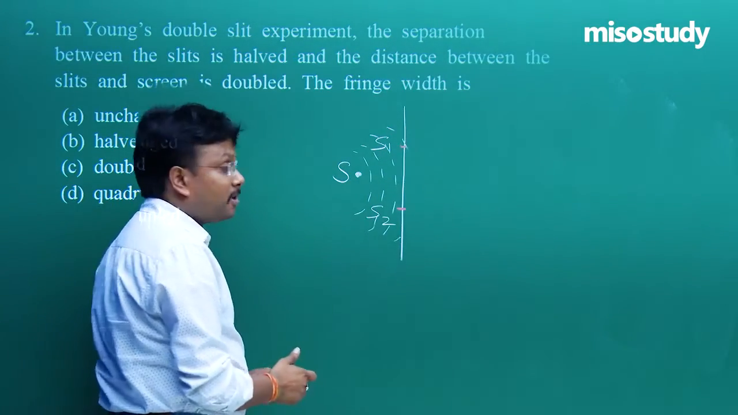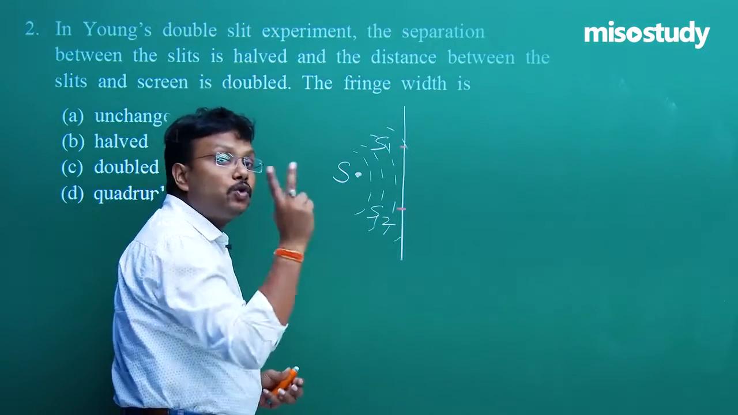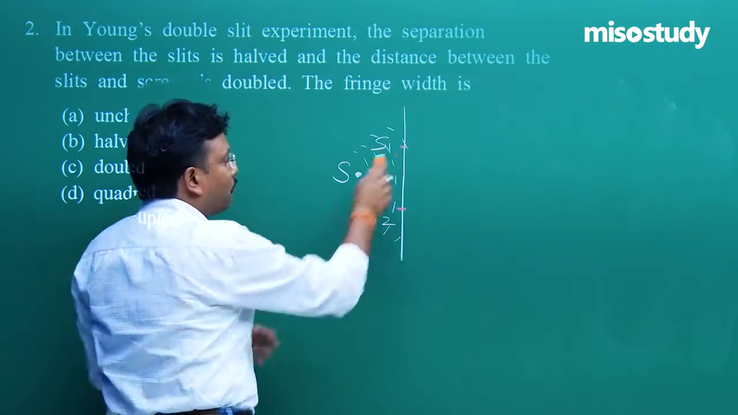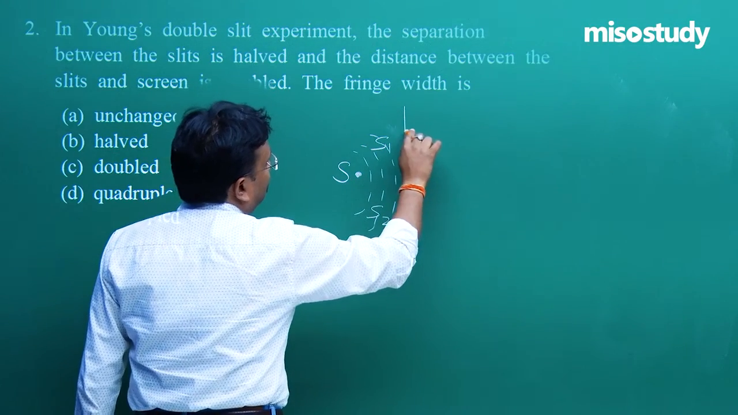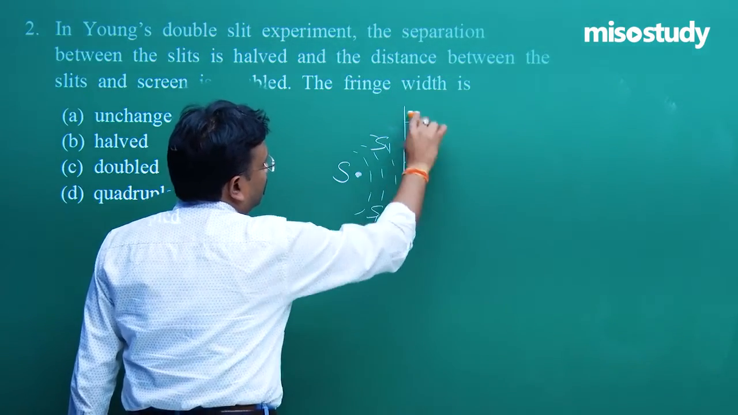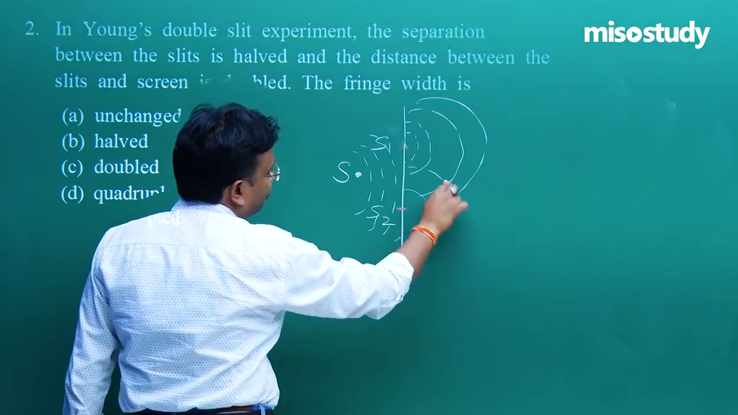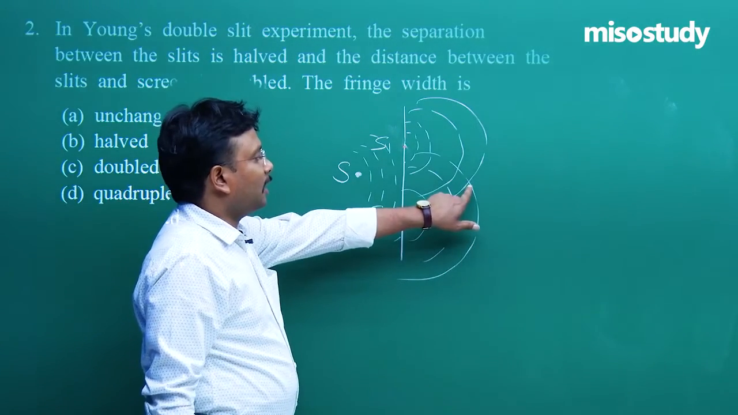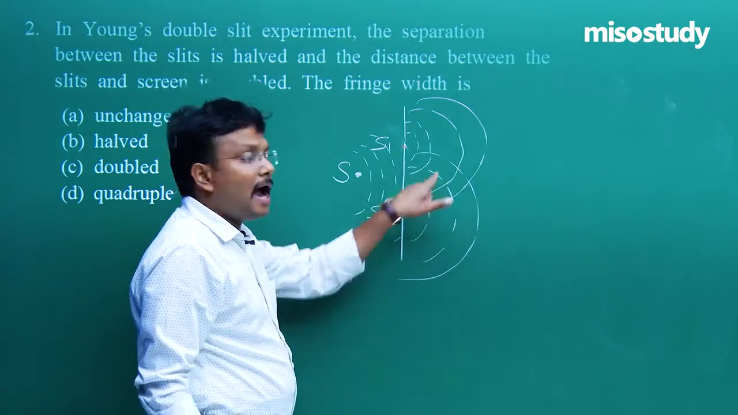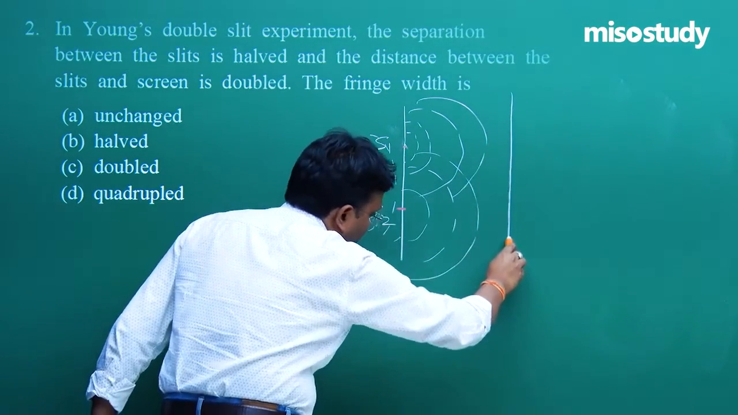As per Huygens principle, this S1 and S2 will start acting as two independent sources. So from this, waves will spread this way. Similarly, from here. Consider this, and so on. And then you place a screen.